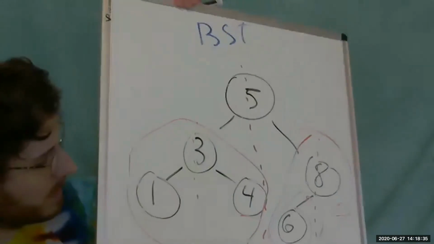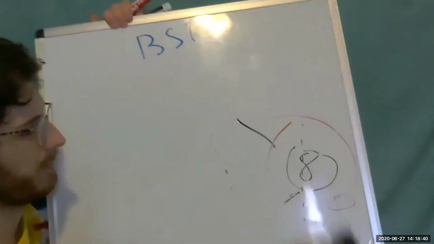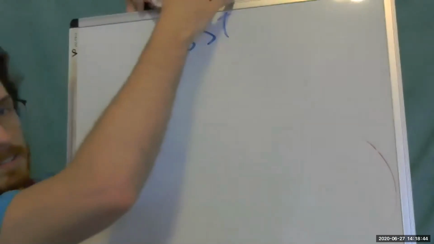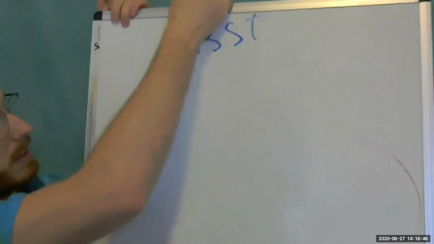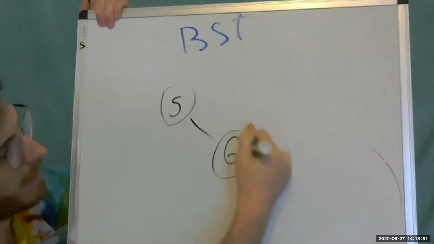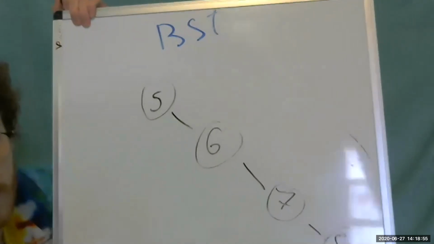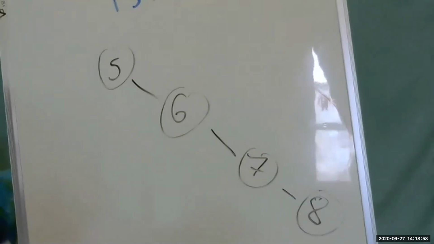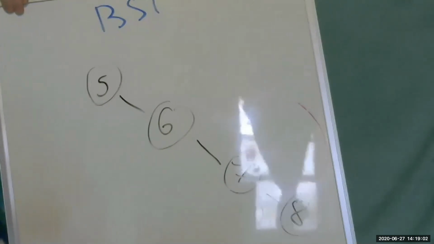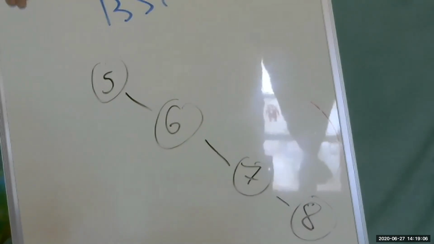So let's do one more. Okay. 5, 6, 7, 8. All right. In the non-verbal feedback feature, is this a binary search tree? Yes or no?